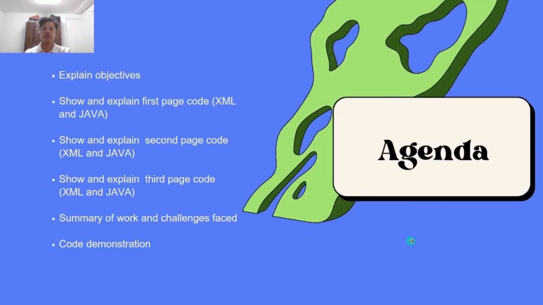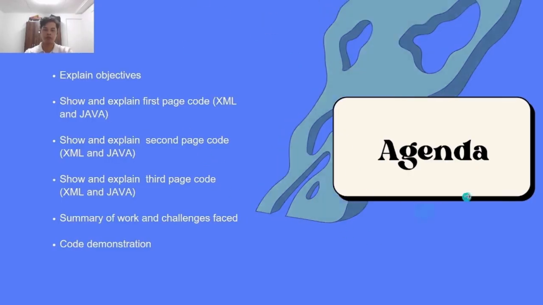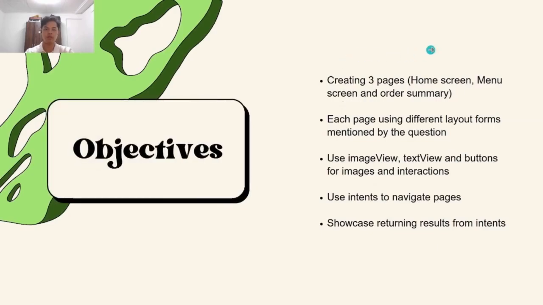So this is the agenda for our presentation. First up is to explain the objectives of the project itself. Then we also show and give a brief explanation on the first page, the second page and also the third page, which will include XML and also Java code. And lastly, we have a summary of the whole work and also the challenges that we face as a team to complete this whole project. And lastly, we'll be showcasing the code demonstration. So without further ado, let me continue with the objectives of the project.